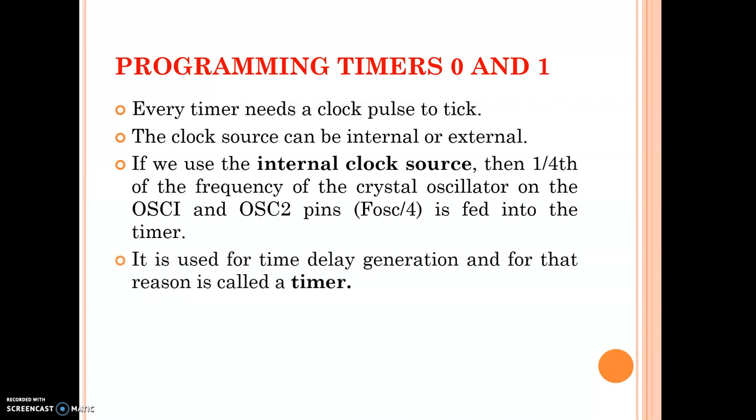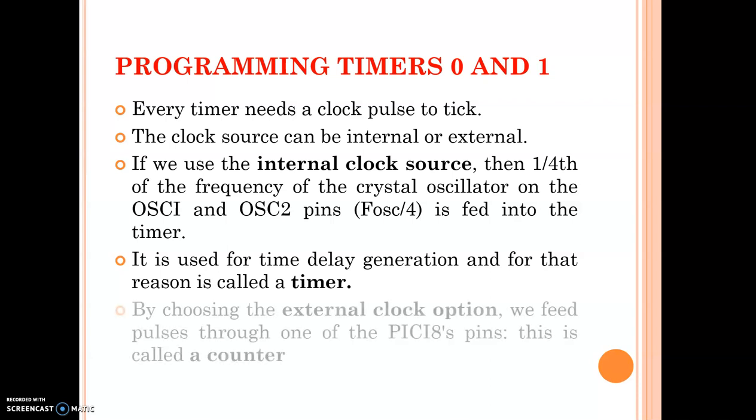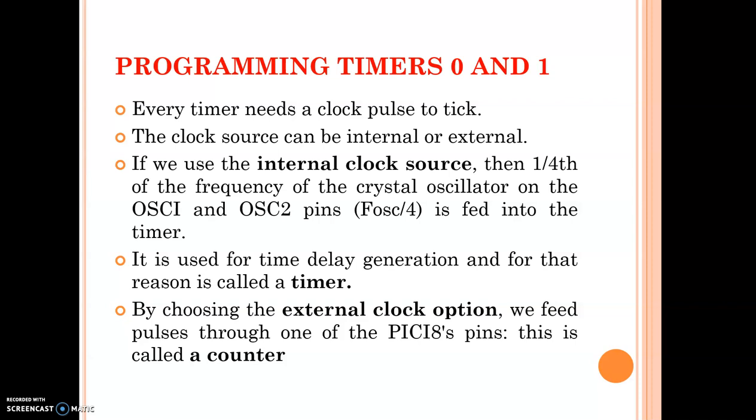Now the second option: if we are using a clock source from the external, that is, by choosing the external clock source, we feed the pulse through one of the PIC18 pins, and that's why it is called a counter. Now the counter is going to count the external events which are happening. They can be anything. They can be a sensor connected at the door to count the number of people entering a room. So likewise, they can be used as a counter, or they can be used as a timer, that is, a time delay generator.